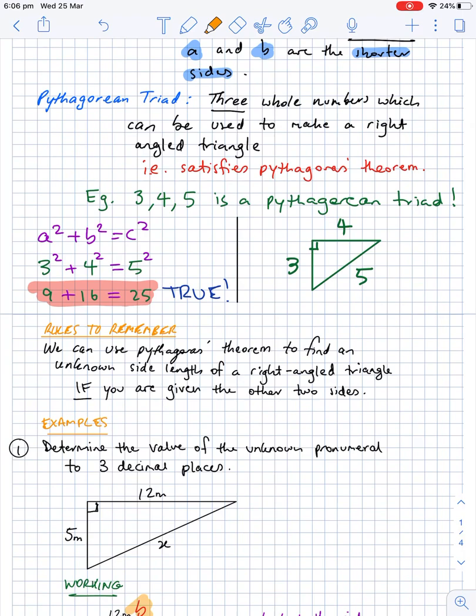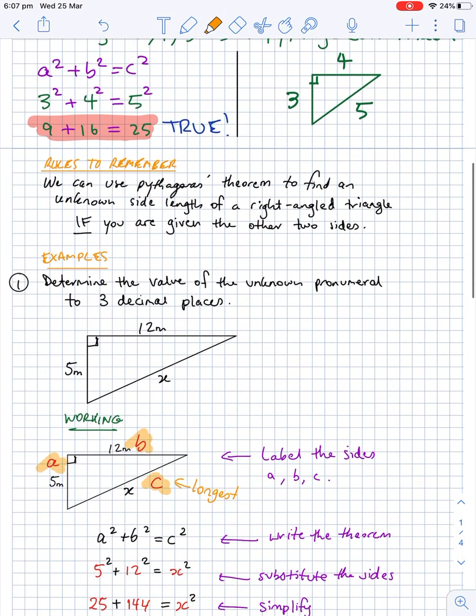So some rules to remember. Why are we learning this? Well, the main reason is because we can use this theorem to find an unknown side length. Really important. If I give you two sides of a right angle triangle, just like I do here, I've given you this side and this side. This is enough information for you to be able to tell me what the third side is using Pythagoras' theorem.